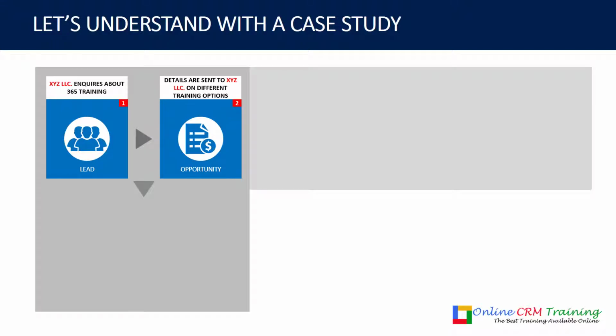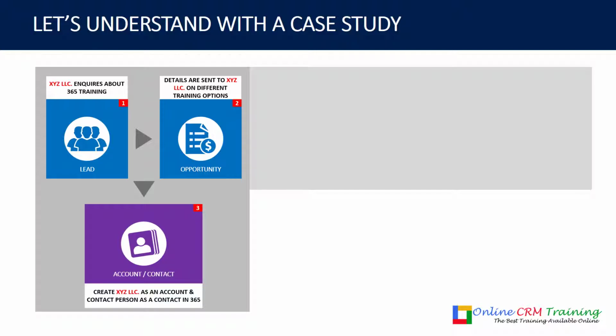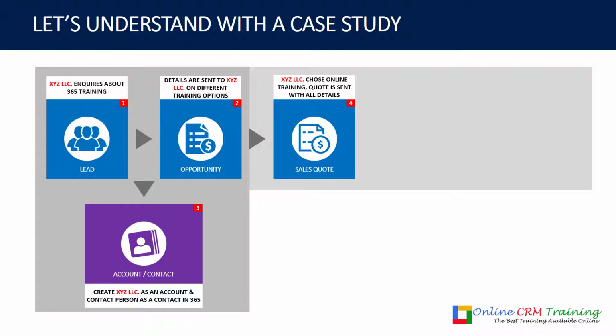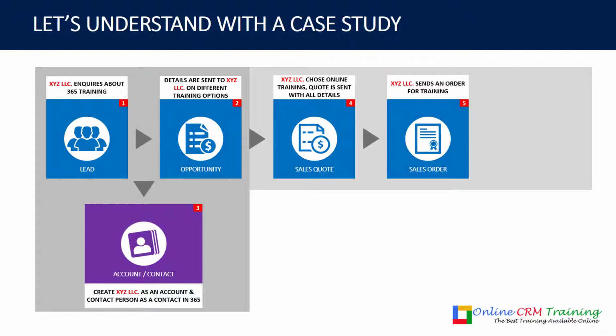And as soon as you qualify, it is going to create XYZ LLC as an account in Dynamics 365, and the contact person that you have entered in the lead as the contact in Dynamics 365. Right, so that happens automatically. Then after that, XYZ LLC chose online training. So the OCT demo company offered them the on-premise training, the online live training, the online recording training, right? So different options have been given. Based on that, XYZ LLC, the customer, has chosen the online training, and the quote is sent with all the details. After that, the customer says that this is fine, they agree with this particular quotation, so they send you the purchase order that becomes your sales order for training, right?